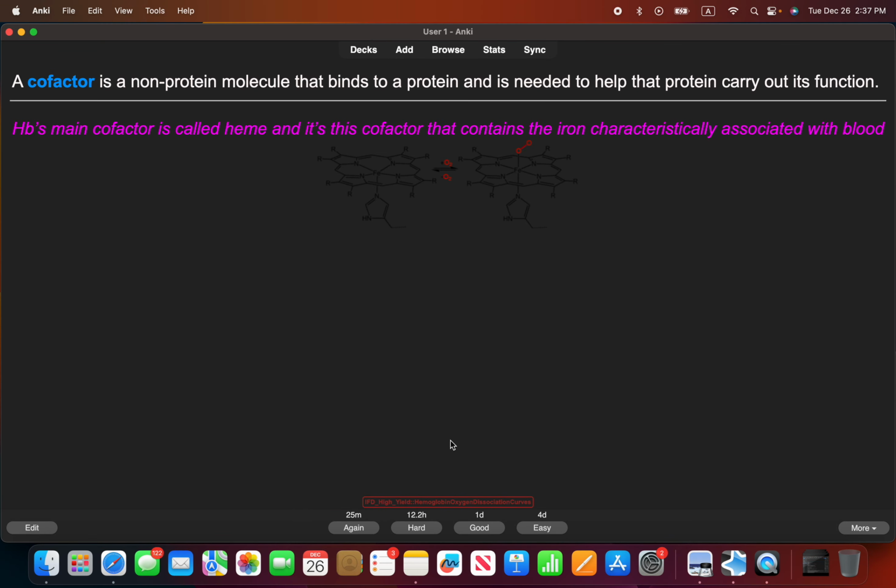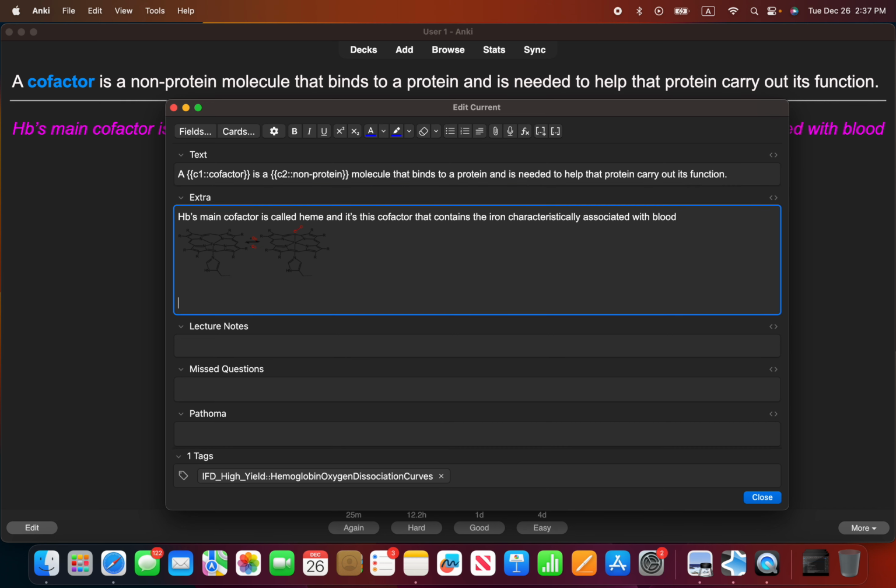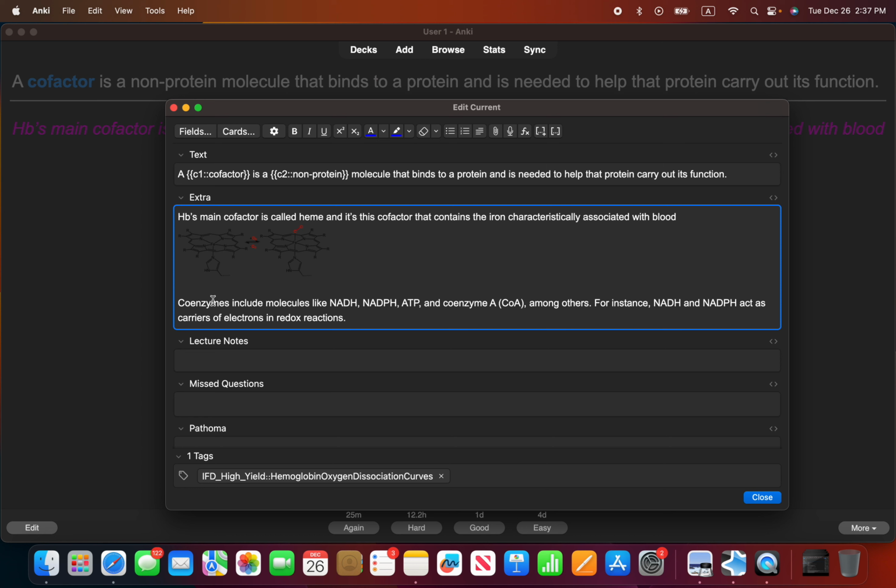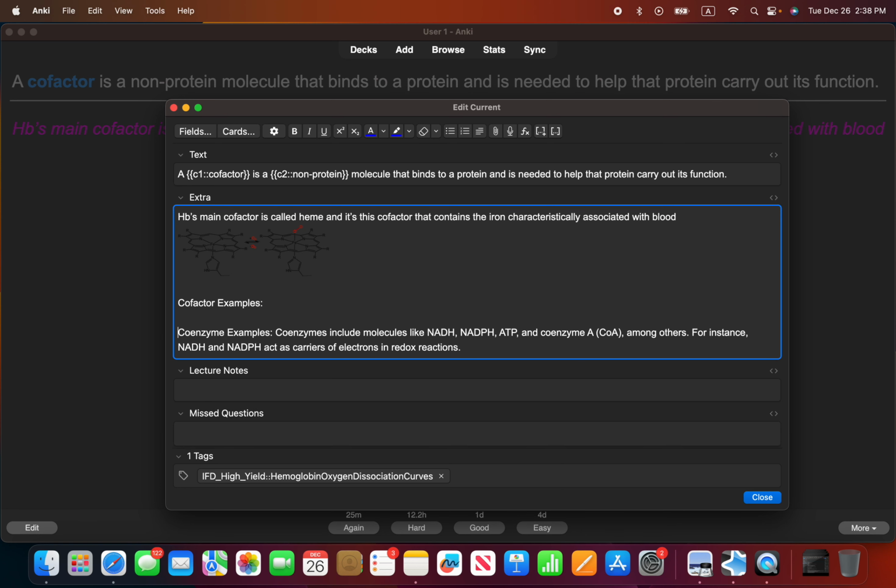So here we can add coenzyme examples, and also cofactor examples. It was the zinc for carbonic anhydrase. Cofactors are inorganic. Coenzymes are organic because they are coenzyme. It's easier because they're the enzyme. Okay.